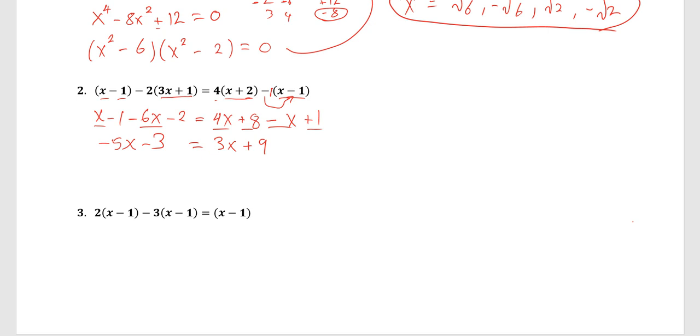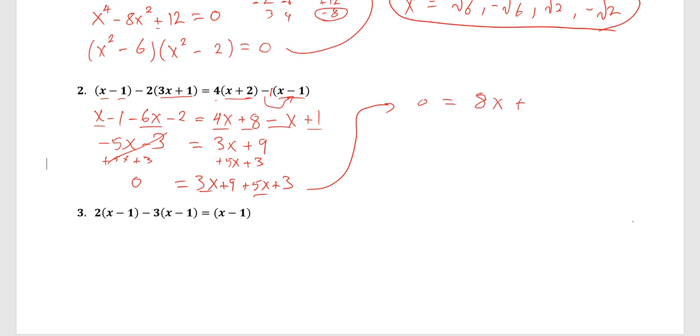So I could do it either way. I could have subtracted 3x and 9 from here, brought it to the other side, or I can just add 5x plus 3 and add 5x plus 3, right? So this becomes 0, and this becomes 3x plus 9 plus 5x plus 3, which is 0 equals 3x plus 5x is 8x plus 12, okay?